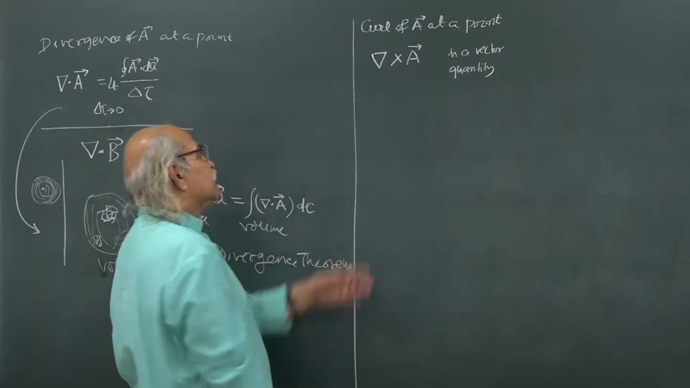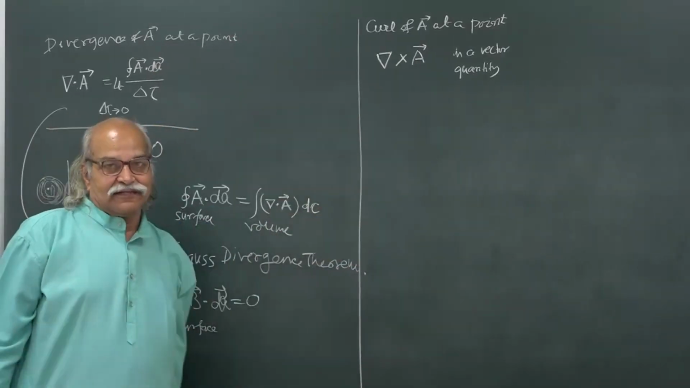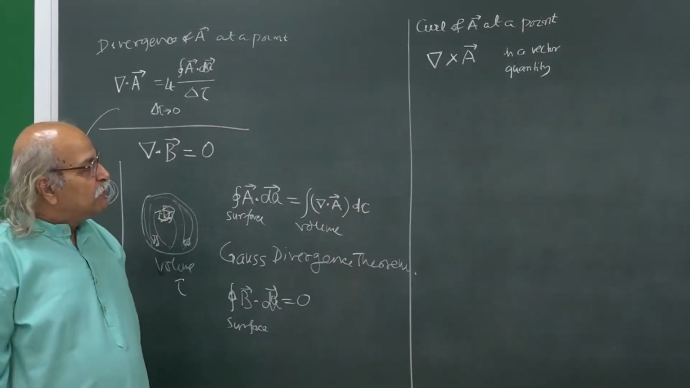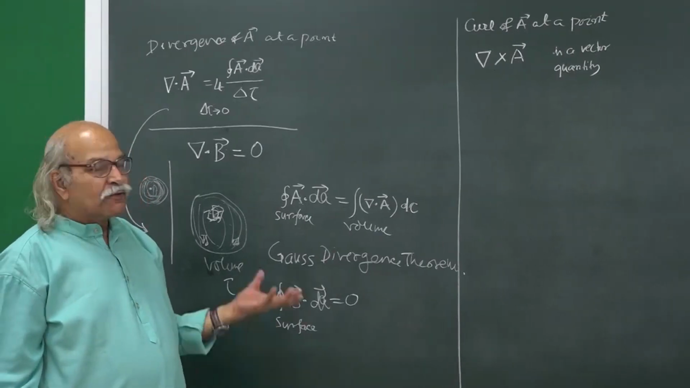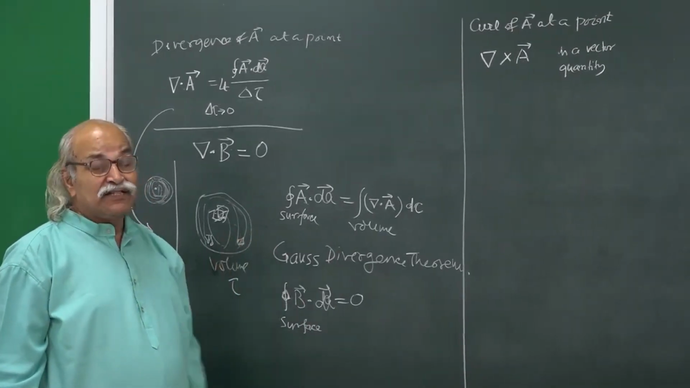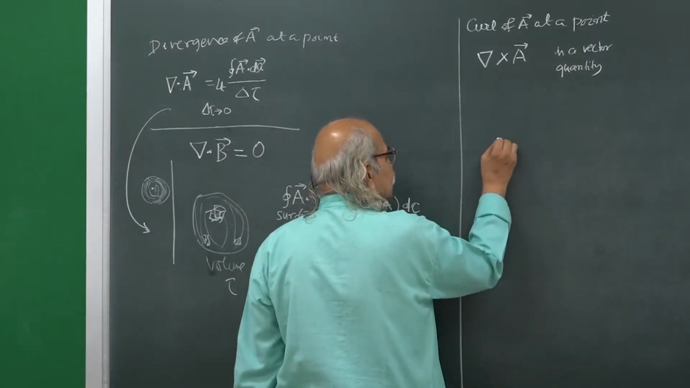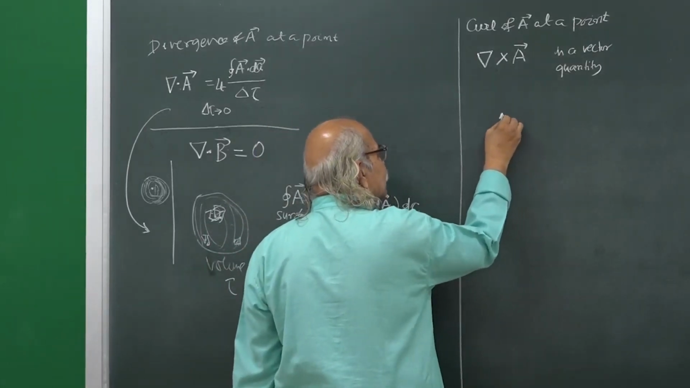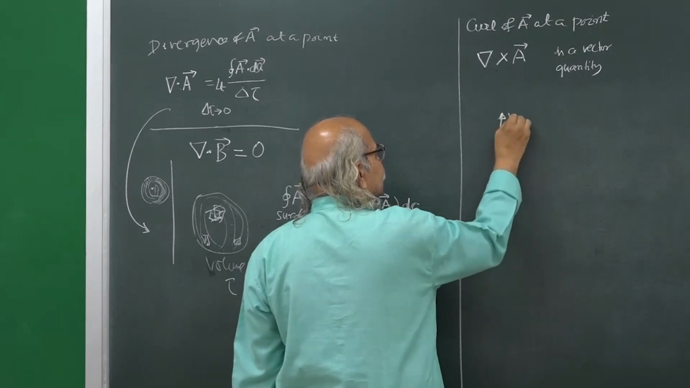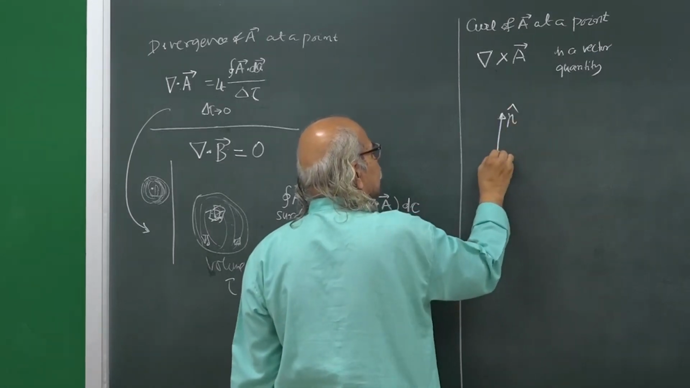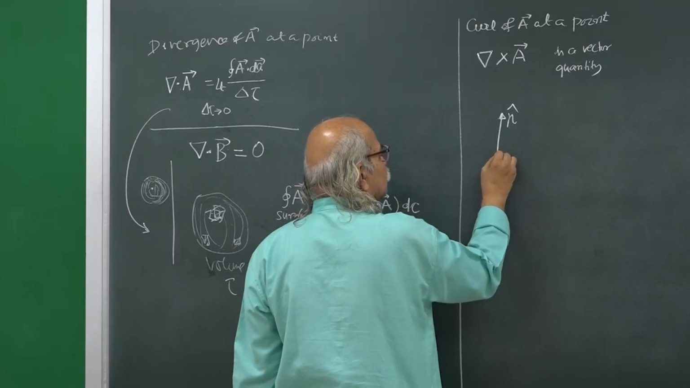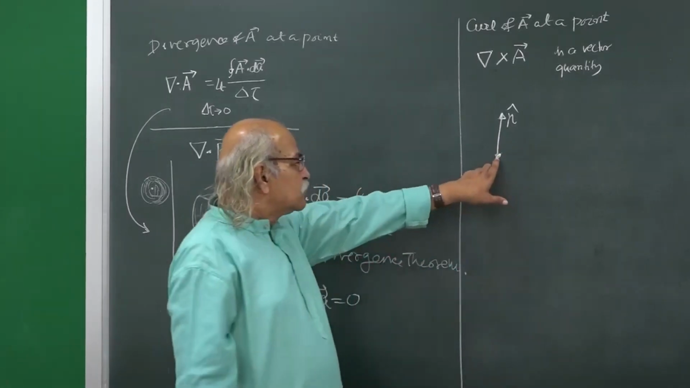Not only is A a vector, but curl of A is also a vector, and therefore we start with a particular component, a particular direction in space. Suppose you have a direction in space and you ask what is the component of curl A in this direction. Let us say this is n cap, the direction here.